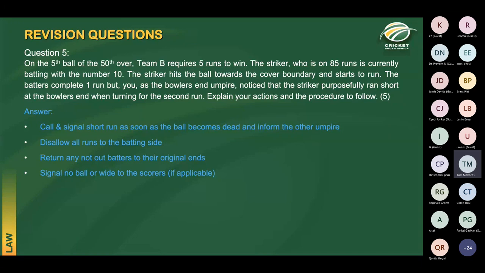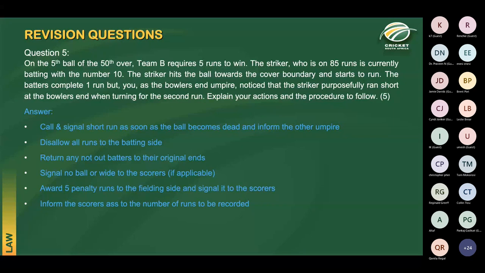If there was a no ball or a wide, signal those to the scorers as applicable. And then we award 5 penalty runs to the fielding side. And try and inform the scorers as to the number of runs to be recorded. They usually are pretty clued up. As I mentioned, if you send the batters back to the original ends, scorers will know that all runs have been disallowed. But just make sure at the next interval when you go off the field that the scorers recorded the correct amount of runs, which in this case should have been nil for this delivery.